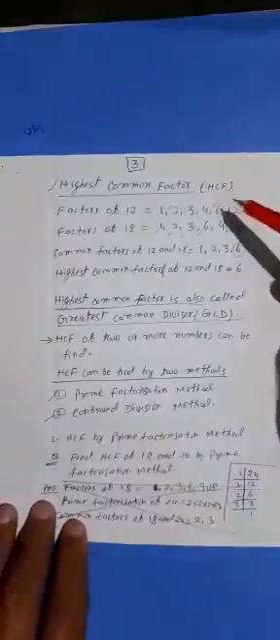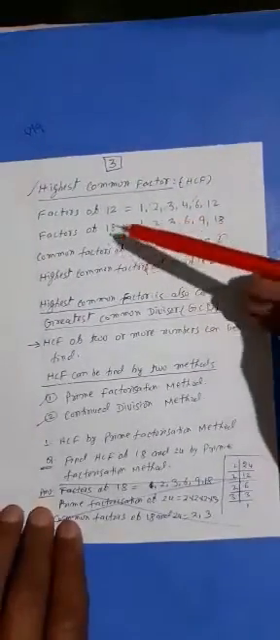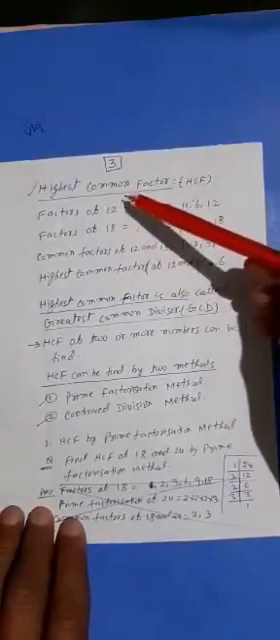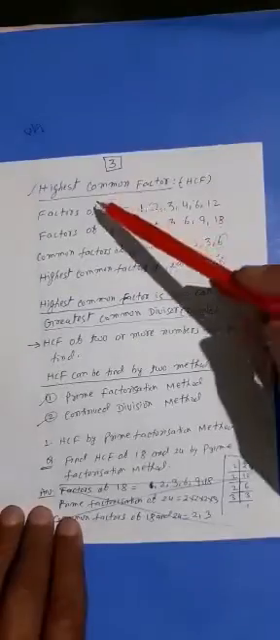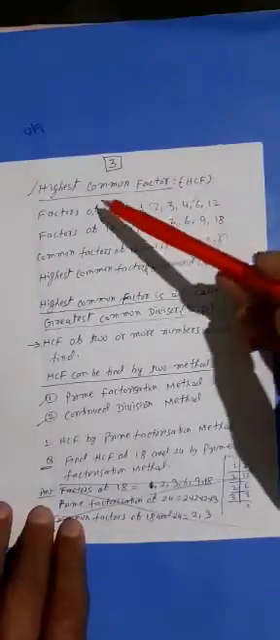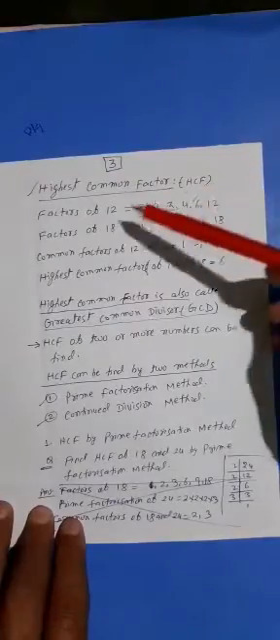Now this is a new topic, highest common factor. We have read common factors, now we have to read highest common factor. Common factors may be many, maybe 2, 3, 4, and the highest common factor will be 1. Highest common factor, in short, is known as HCF.